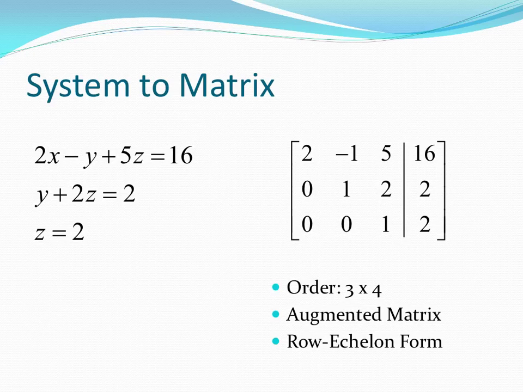This matrix is of the order 3 by 4, meaning 3 rows and 4 columns. It is an augmented matrix because we have the constant coefficients separated by a divider. It's also in what we call row echelon form, which is characterized by this descending stair step of leading coefficients.